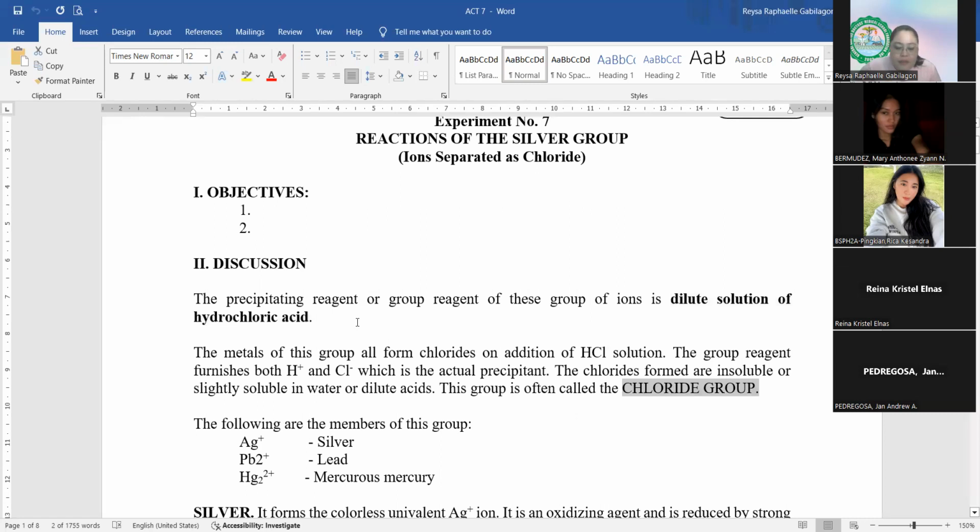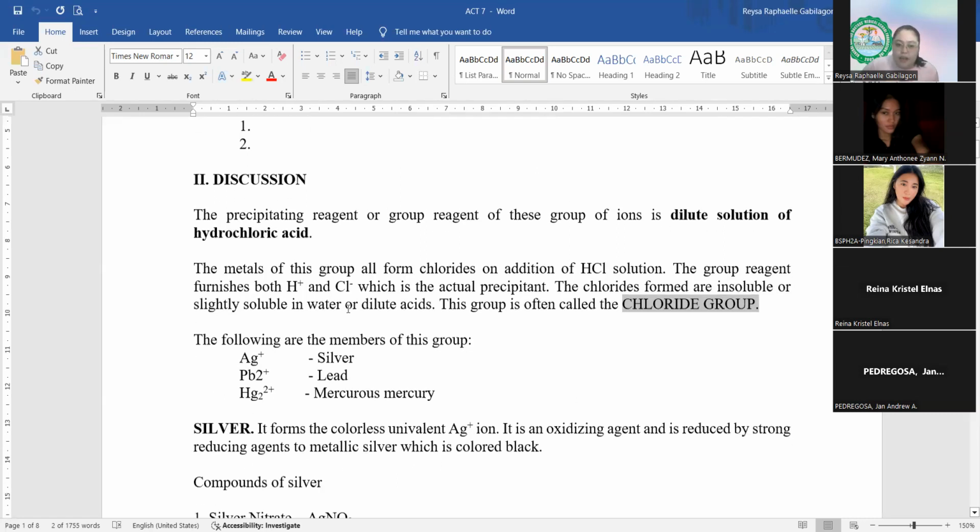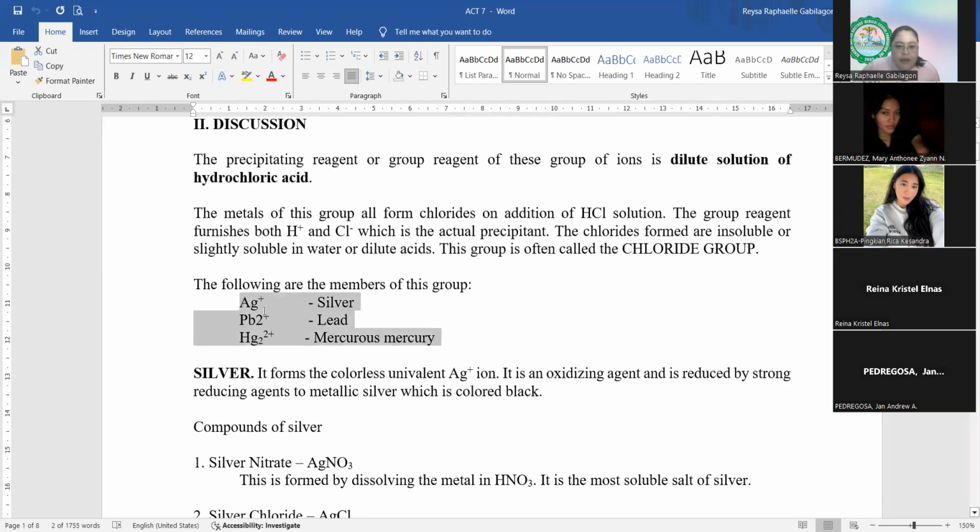Now, aside from the precipitating reagent and the name of the group, you have to be familiar with the members also. In the laboratory, group 1 has only three members. Silver, which we discussed earlier, was a representative of group 1, but it is joined in the group by lead, which is positive 2, and mercury, which is positive 1.